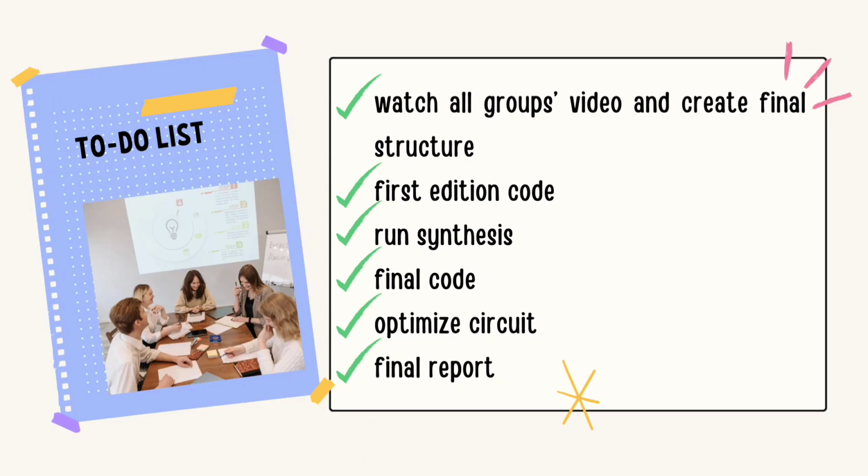Next is the to-do list of our group. After this class, we need to watch all groups' videos and create our final structure. Then we need to write the first edition of the code and run synthesis. After the presentation, we want to optimize our code and circuit. Then we can finish our final report.